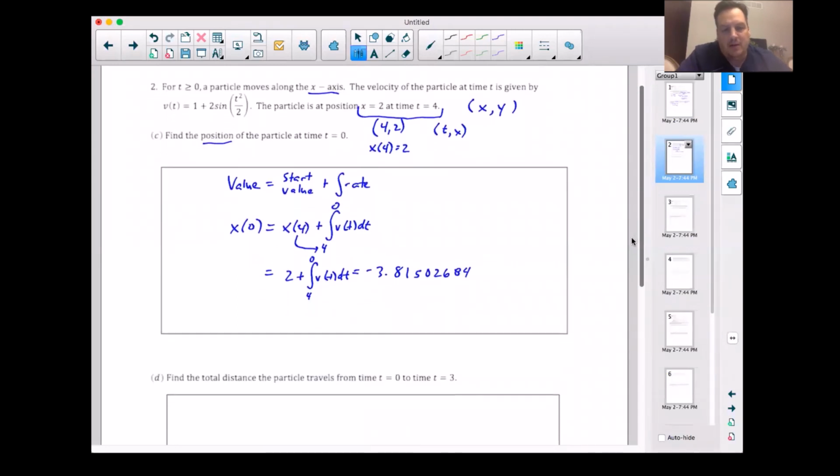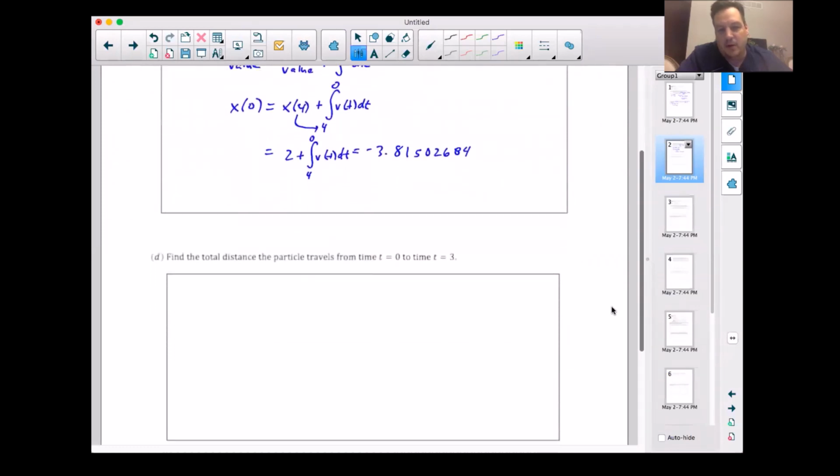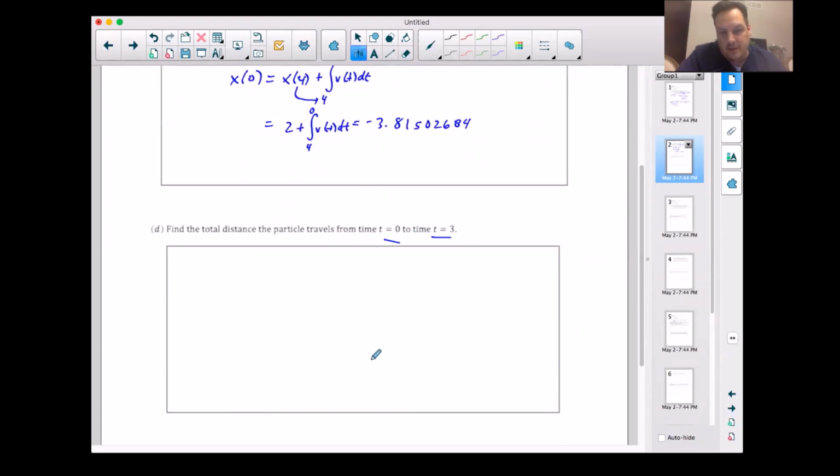And then finally, in part D, it says find the total distance that the particle travels from 0 to 3. So they're giving us an interval. And then this key phrase here is total distance, right? As soon as you see that phrase total distance, we have a straightforward formula for that. The total distance of a particle is simply the integral of the absolute value of velocity. It's not the integral of velocity, it's the absolute value, right? Total distance is the integral of the absolute value of velocity from something to something, right? And then if you were to integrate just the velocity without absolute values, that's what we would call the displacement, right?